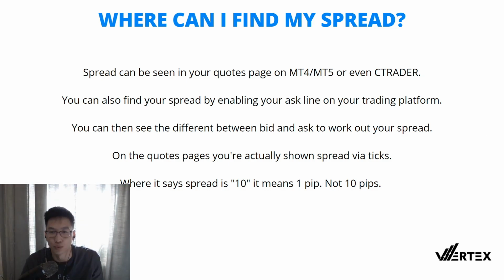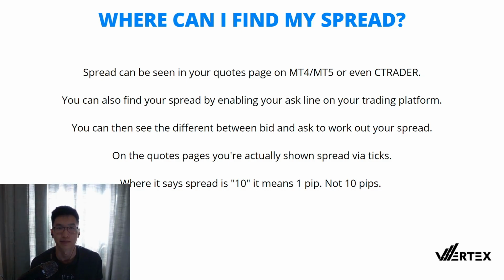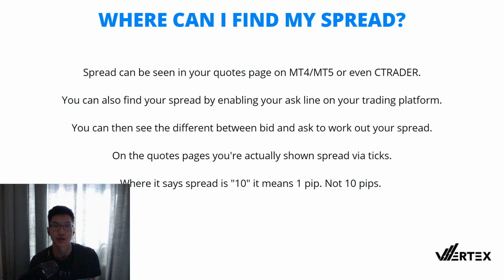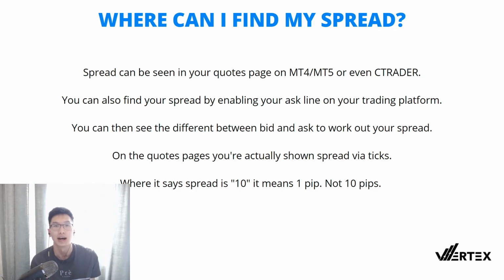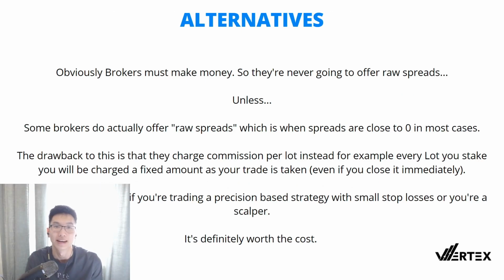You know, 10 ticks is 1 pip. So when it says spread is 10, it means 1 pip or 10 ticks, and it's not 10 pips. So make sure you don't go adding 10 pips to your stop loss and minimize your risk reward massively for no reason. Make sure you understand what that number is. Make sure you've written down all the notes from this video and you understand why that is happening.